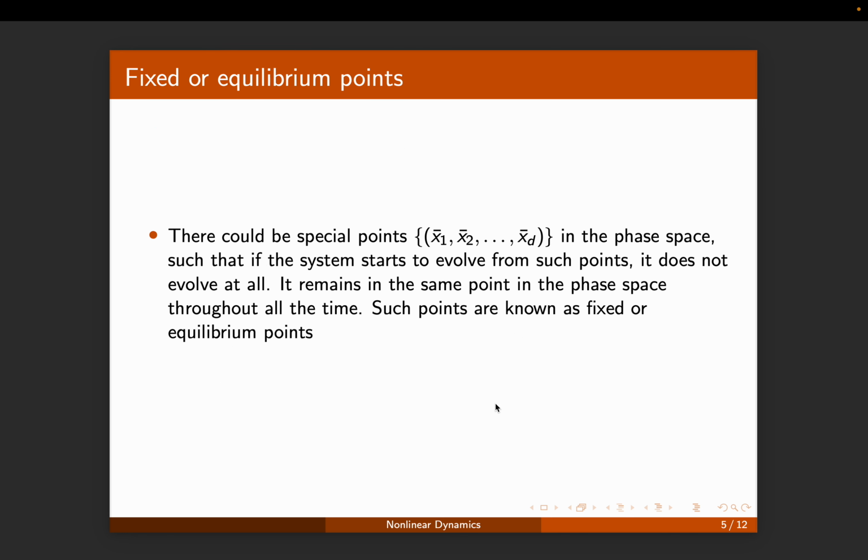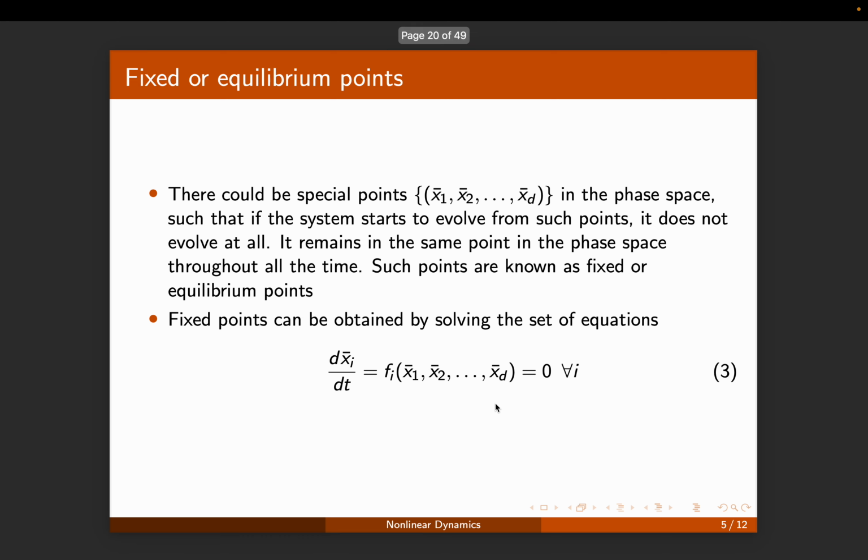Let's define fixed or equilibrium points. There could be special points in the phase space such that if the system starts to evolve from such points, it does not evolve at all. It remains at the same point in the phase space for all time. Such points are known as fixed or equilibrium points.